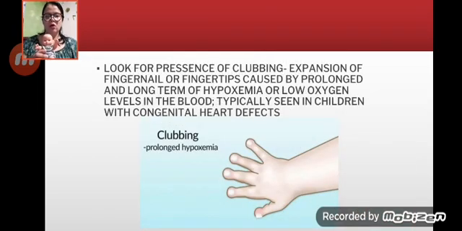Then what else? Look for the presence of clubbing. Look at the fingertips. Okay, expansion of the fingernails or fingertips caused by prolonged, long term hypoxemia. So you need to check the fingertips and even the toenails for clubbing. Typically this one is seen in children with congenital heart defects.